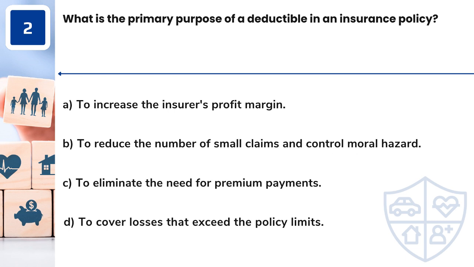Question 2. What is the primary purpose of a deductible in an insurance policy? A. To increase the insurer's profit margin. B. To reduce the number of small claims and control moral hazard. C. To eliminate the need for premium payments. D. To cover losses that exceed the policy limits.